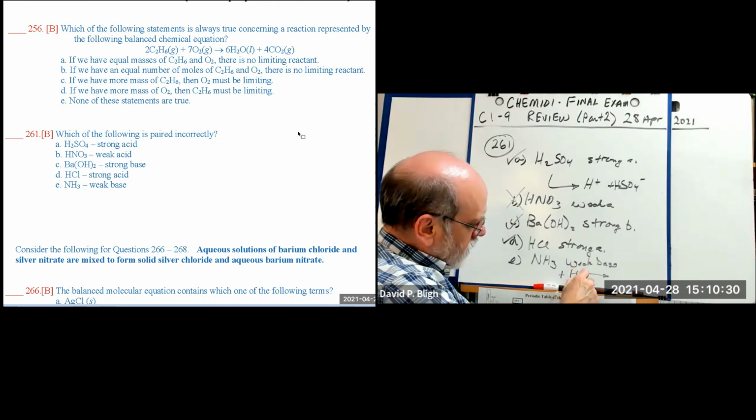How about silver chloride? Right? You look it up in your chart. Silver and chloride together are solid. How about barium nitrate? All nitrates are soluble. Most chlorides are soluble, except for 3. Silver's one of them. Okay, so 2 AgCl solid is this one. There we go. Silver chloride. So B is the answer to 266.